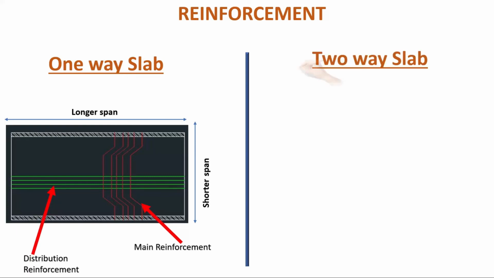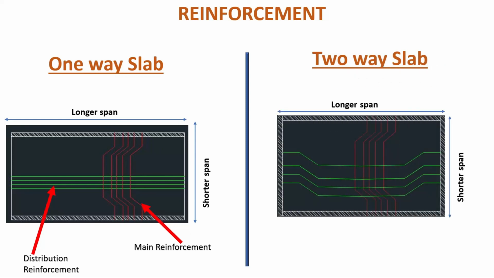Two-way slab. Two-way slabs are supported by beams or walls on all the four sides. And while bending, it will bend along both the directions, that is along the longer span and shorter span. Hence, to counteract this bending, we are providing main steel or main reinforcement with cranks along both the directions.